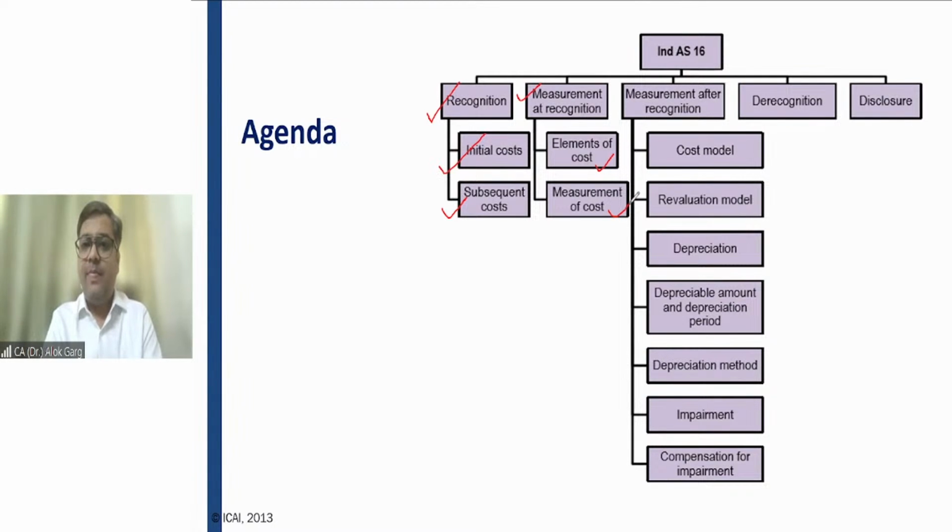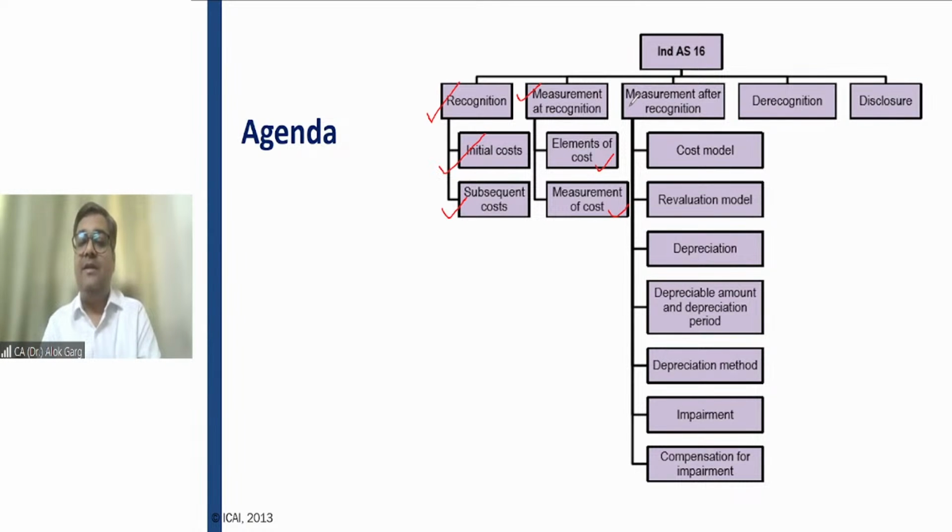Clear, friends? So once you recognize, you are sure and confident that you are going to capitalize this as PPE, property, plant and equipment. You have also identified the values at which this PPE is going to be recorded. Now the third question comes: once we recognize and measure, what happens on the reporting date?